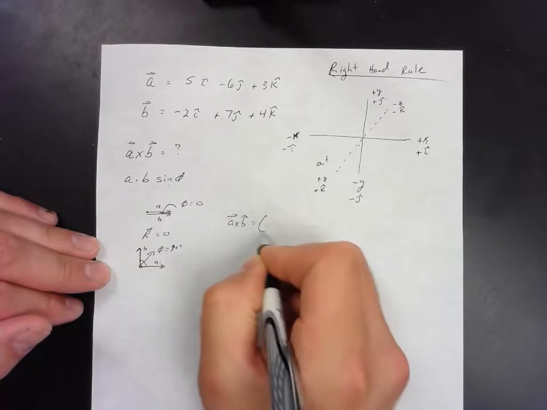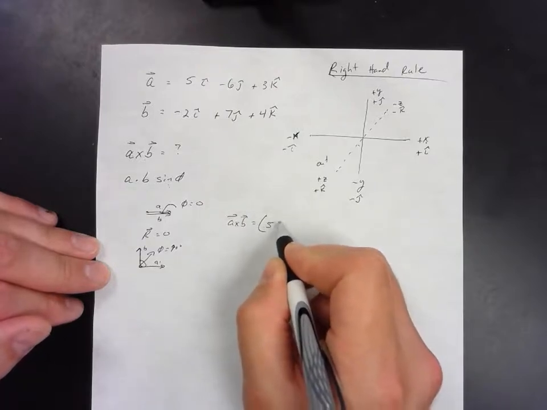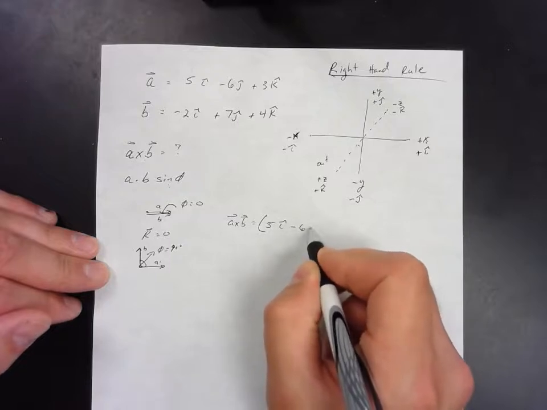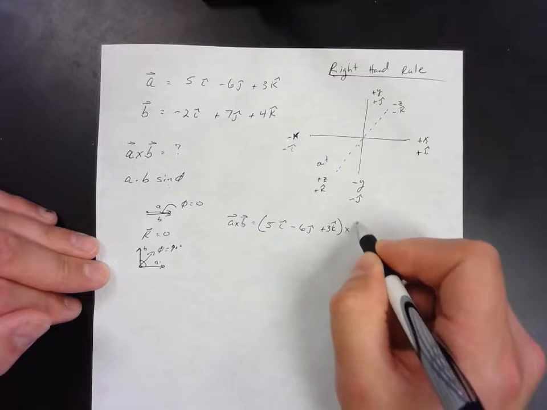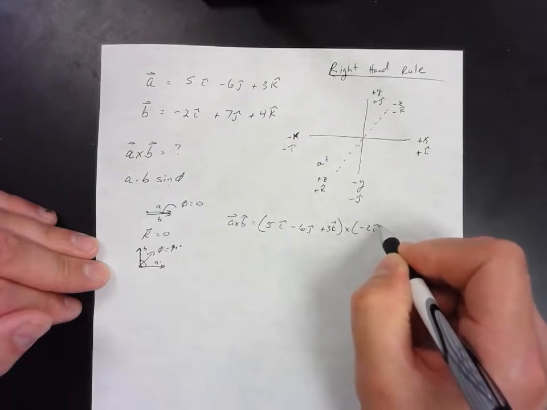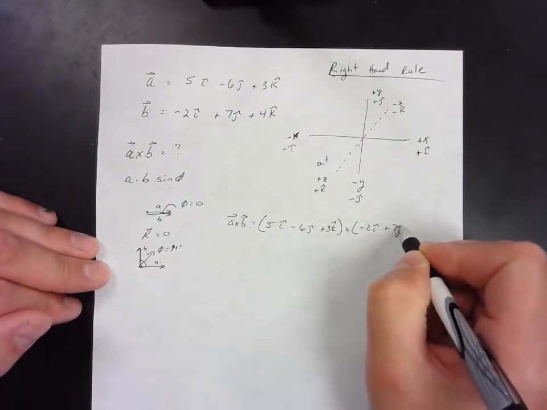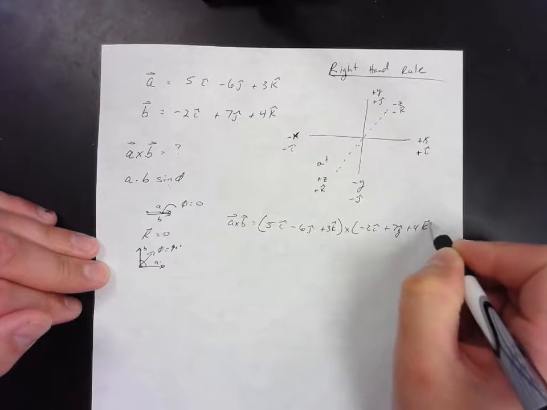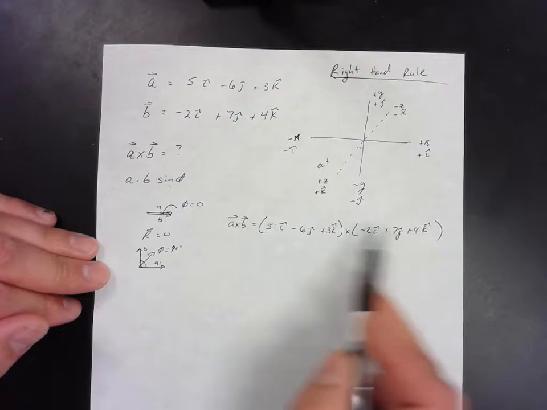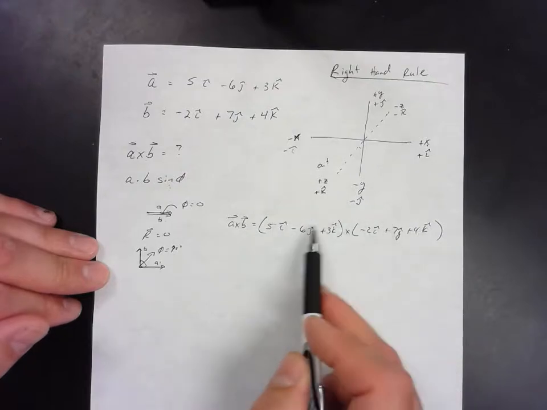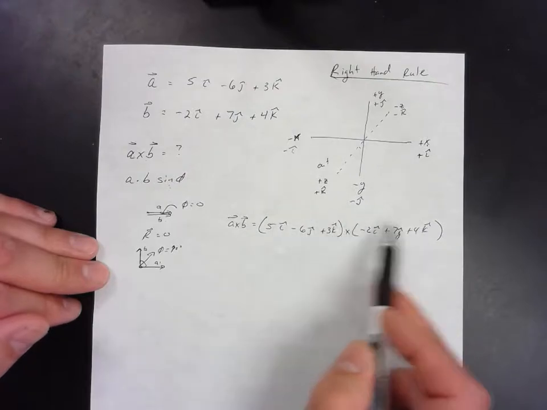So to solve this cross product of A and B, we're going to write it out in an algebraic type of form. 5i minus 6j plus 3k crossed negative 2i plus 7j plus 4k. Okay, and now we really just multiply by just distributing each one across each other.